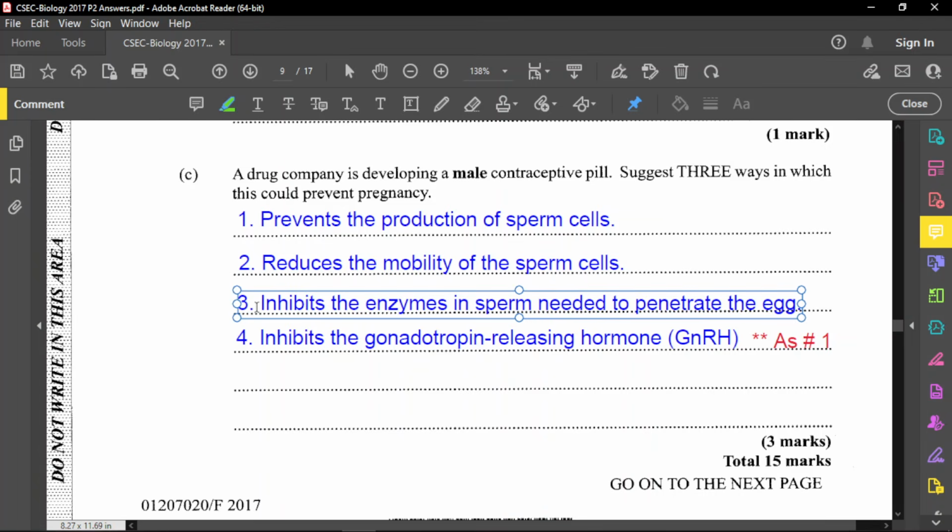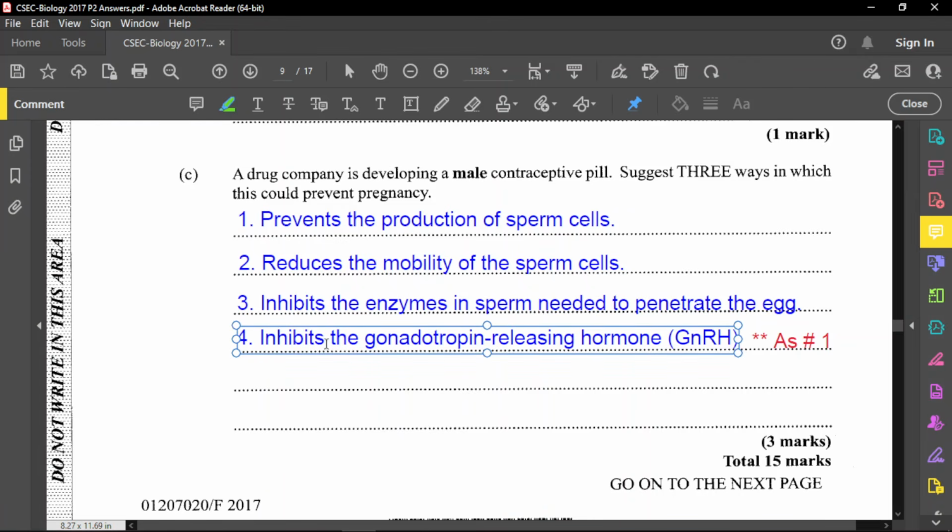Again, point 3 here, which I pretty much can explain. It's different, to be honest, because this one inhibits the enzymes, not the hormone, the enzymes in sperm needed to penetrate the egg. Remember the acrosome, which is the tip of the sperm itself, contains the enzymes. Once the enzymes are inhibited, the sperm cannot penetrate the egg cell, so the nuclei cannot fuse and form the zygote.